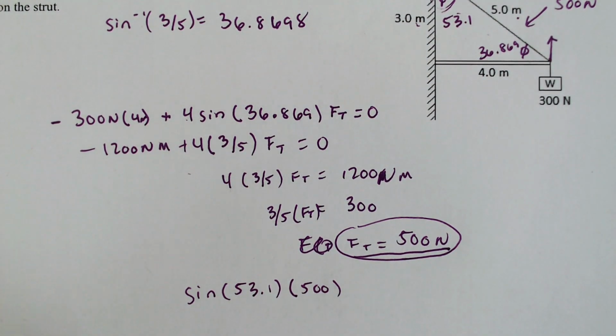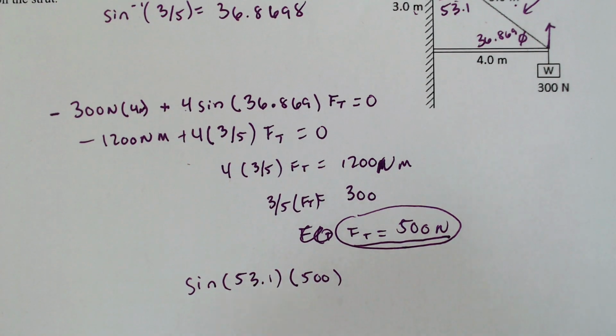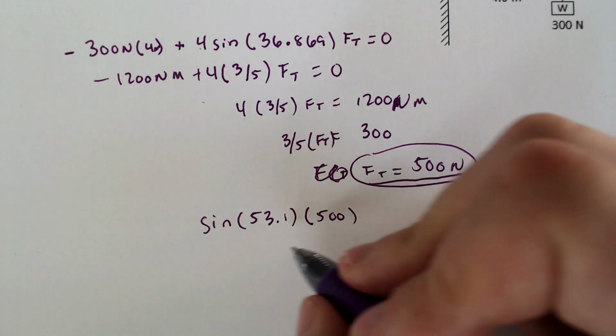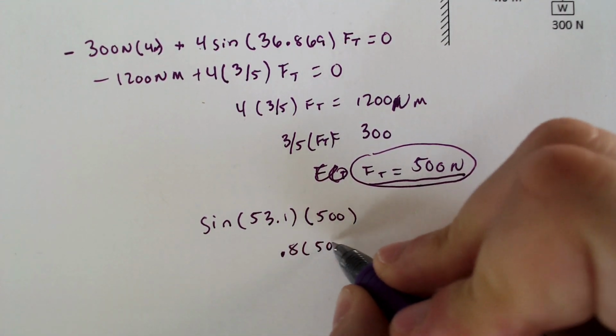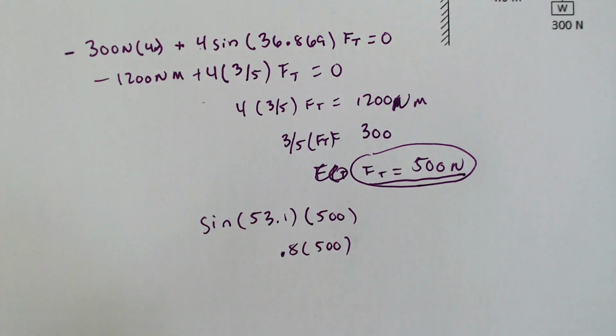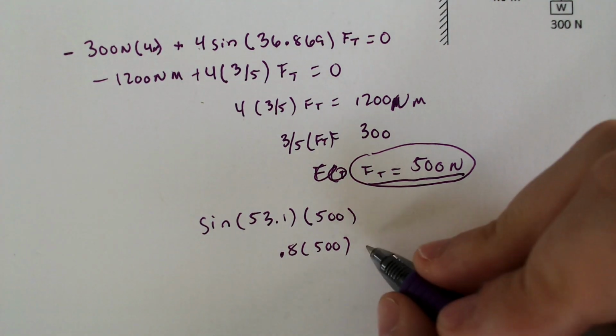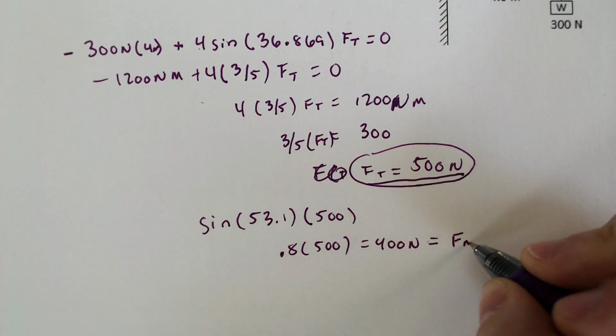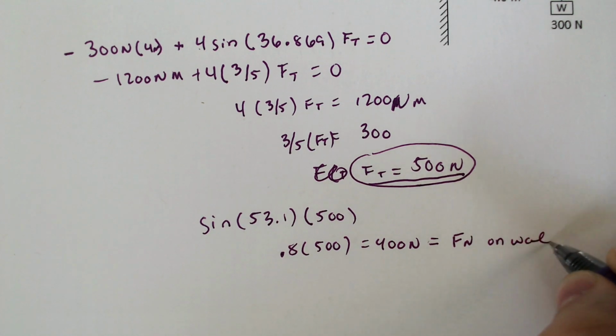Sine of 53.1 is 0.8, which is 4 over 5. So if we did 0.8 times 500, you end up with 400 newtons for the normal force on the wall.